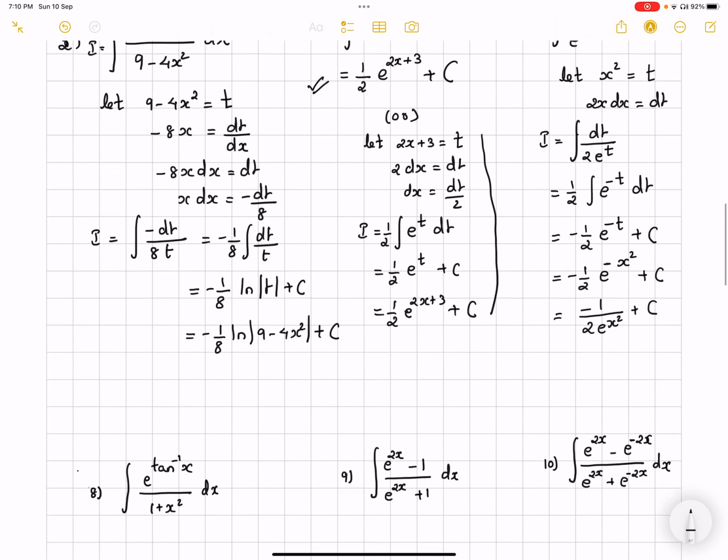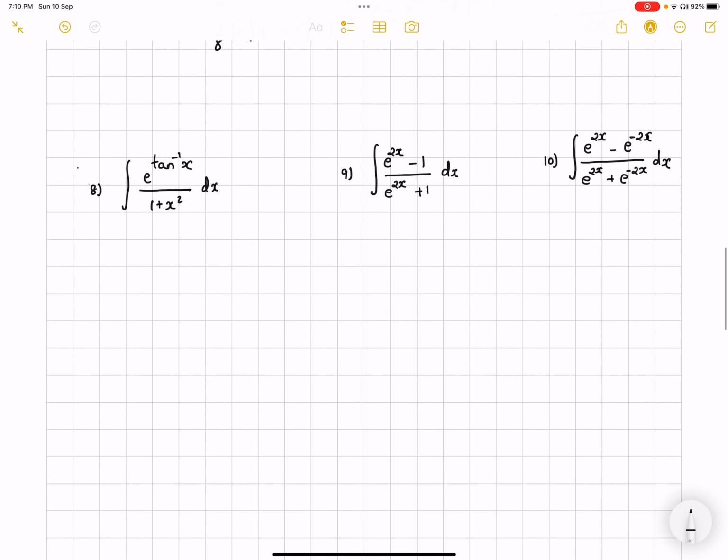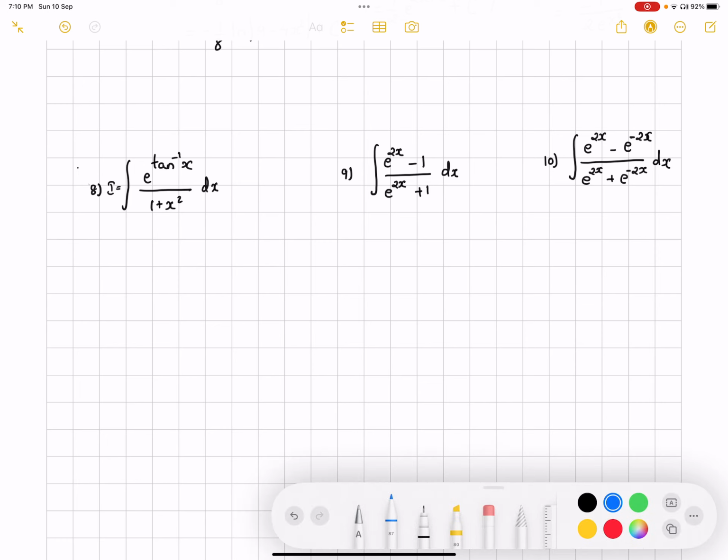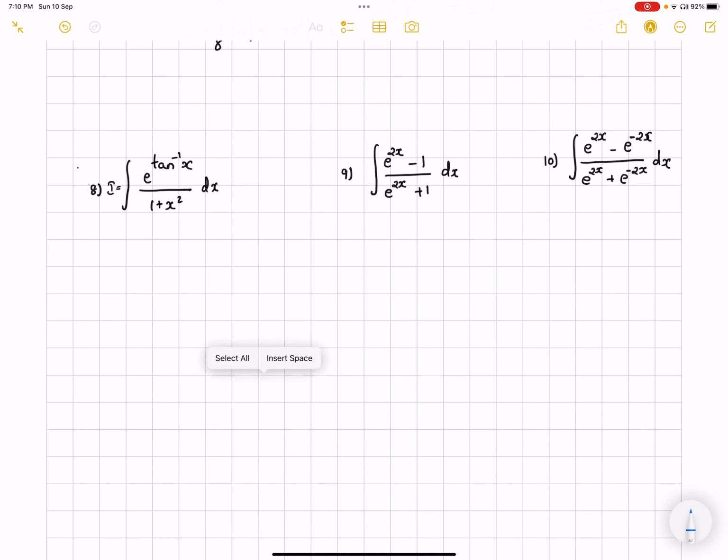Let's proceed with the next problem. Now the inverse functions are coming into our problems, so let's check this one. Here, I have integrate e to the power tan inverse x divided by 1 plus x squared dx. We have certain formulas under integration for tan inverse, sine inverse and all. When we are doing problems, I will explain about those formulas.